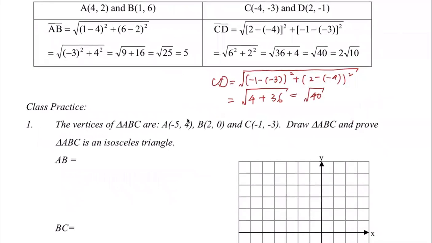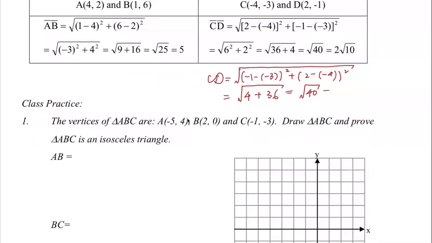The square root of 40. So 40 can be written as 4 times 10, and if we factor the square root of 4 out, that will be 2. So 2 times the square root of 10. That's the answer.